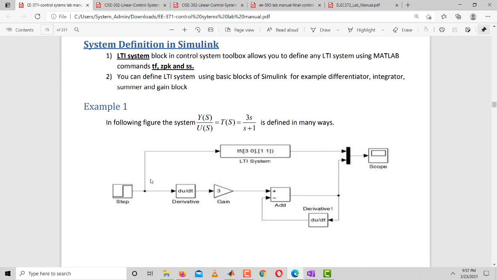And how can we end up with this? The input going through the derivative block is multiplied with 3, then added with the output passing through a derivative block. This is the implementation of 3s over s plus 1 using these individual blocks, and then we have to compare the two results using a scope. So I will now explain how we do this.